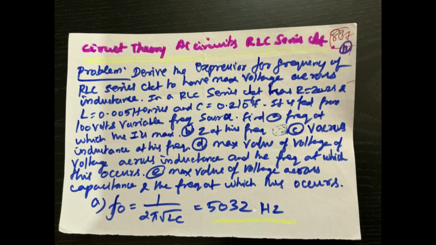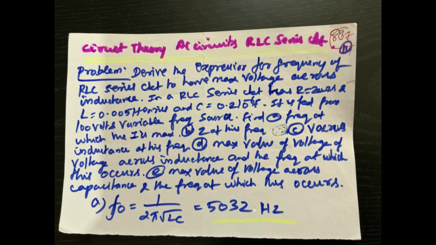Find: A, the frequency at which the current is maximum. B, the impedance at this frequency. C, the frequency at which the voltage across inductance is maximum. D, the maximum value of voltage across inductance and the frequency at which this occurs. E, the maximum value of voltage across capacitance and the frequency at which this occurs. That is the RLC series circuit problem.